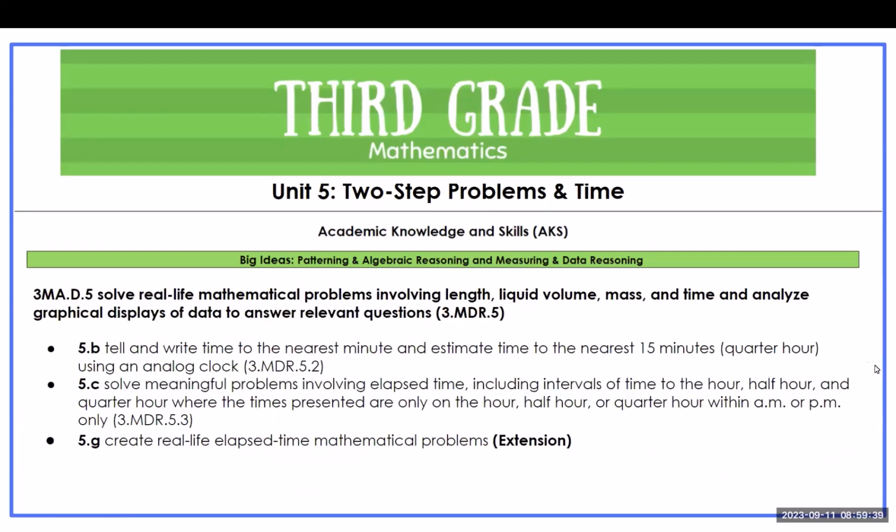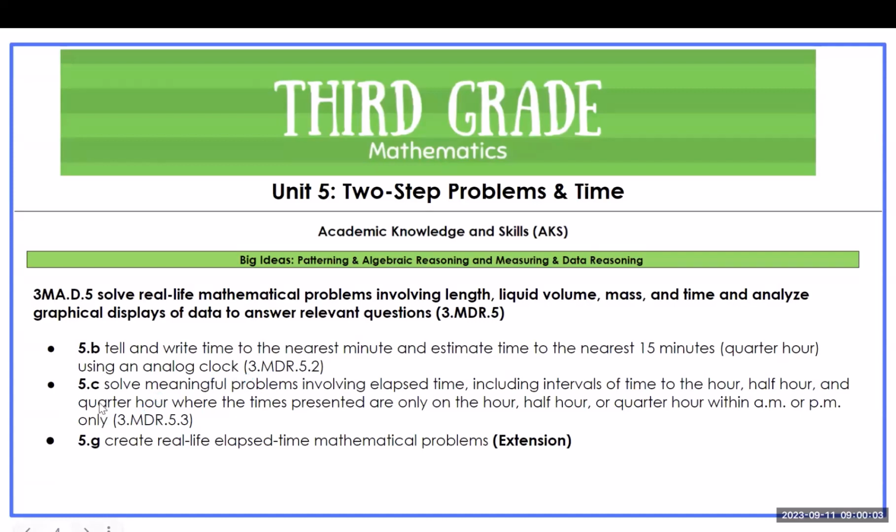Let's take a look at AKS 5. With AKS 5, our focus is the concept of time. IOA 5B requires students to tell time to the nearest minute, as well as estimate time to the nearest 15 minutes or nearest quarter hour. They have to do this using an analog clock.